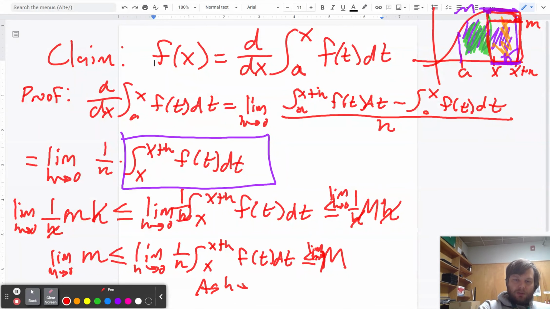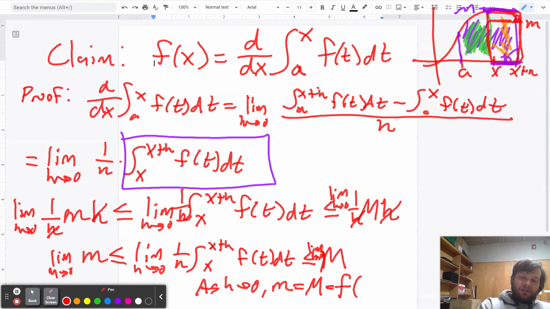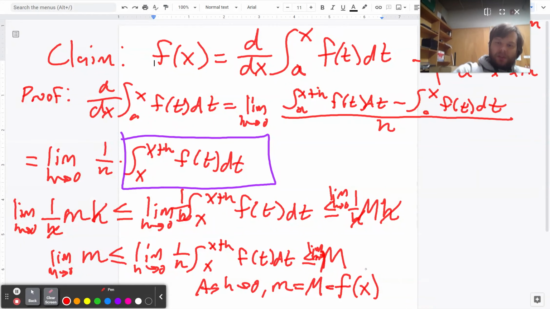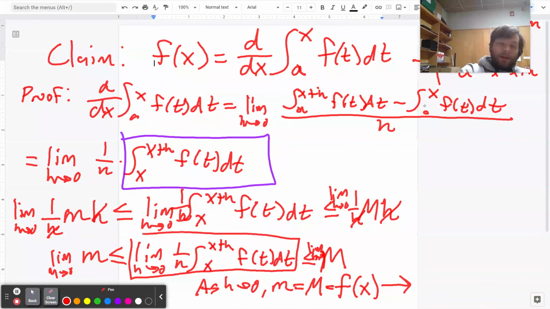As h approaches 0, little m is equal to big M, and they're both equal to the value of the function, which is f of x itself. So we're able to conclude that this middle chunk right here is actually equal to f of x.